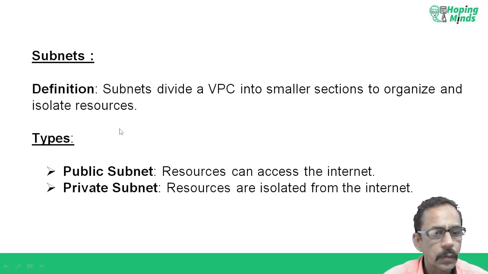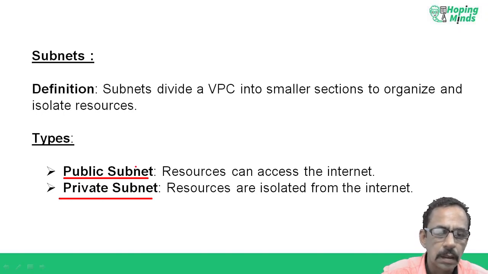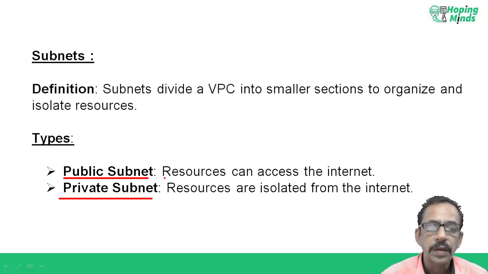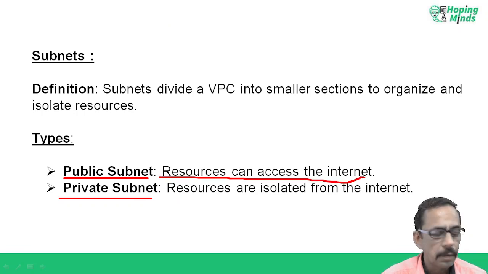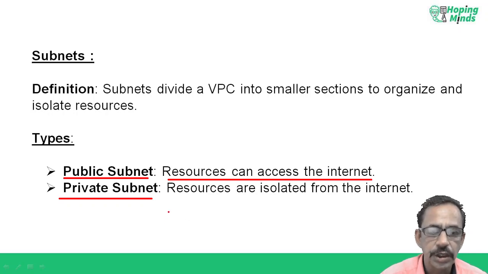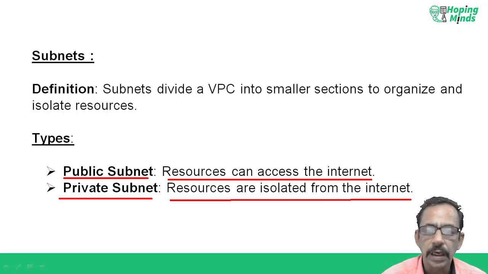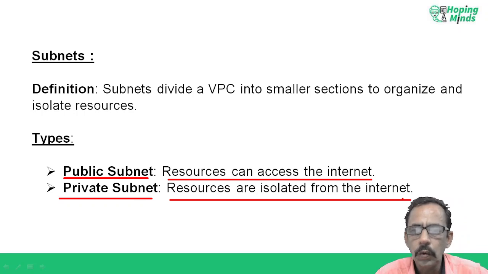So there can be two types of subnet. Very common question. One is a public subnet, and the second is a private subnet. Role or purpose of a public subnet: some of the machines that I want to get connected with the internet can access the internet. But for security reasons, there are machines that should not be able to go to the internet.